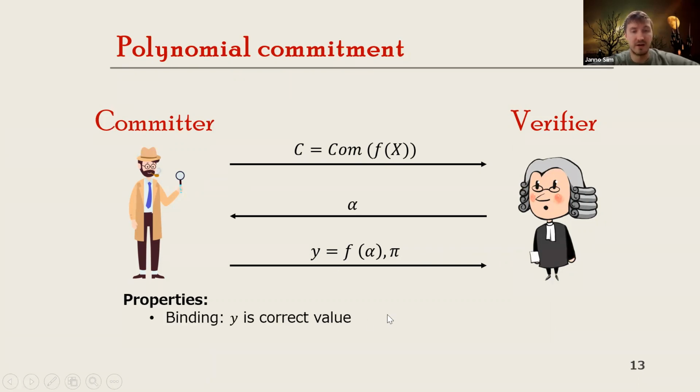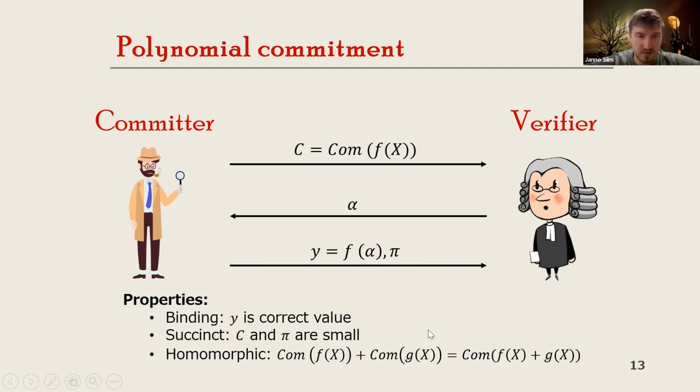And the properties that you require are binding, which means that y is correct and the committer cannot cheat. Succinctness, which means that both the commitment size and the proof size are much smaller than the representation of the polynomial. And we also require homomorphism, which simply means that if you have a commitment to f(x) and a commitment to g(x), and you add them together, then you get a commitment to f(x) plus g(x).